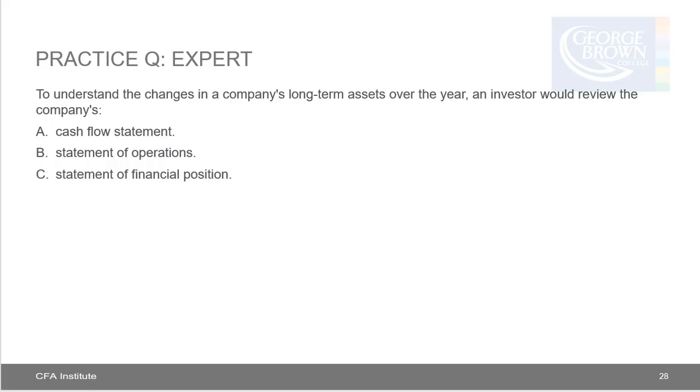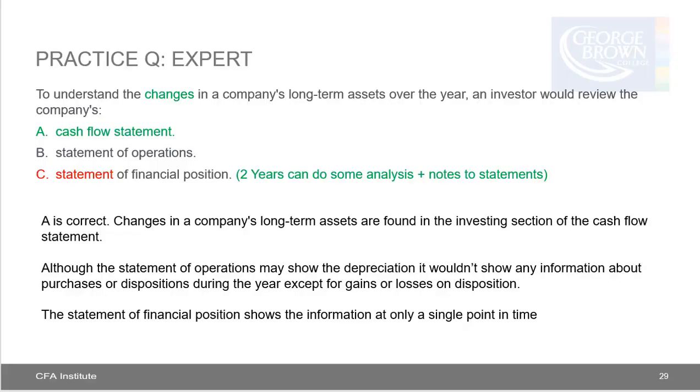So to understand the changes in a company's long-term assets over the year, an investor would review the company's A, cash flow statement, B, statement of operations, or C, statement of financial position. Okay, I hope you agree with me that this expert question is not all that difficult. To understand the changes in a company's long-term assets over the year, the investor would review the cash flow statement. So changes in the company's long-term assets are found in the investing section of the cash flow statement.